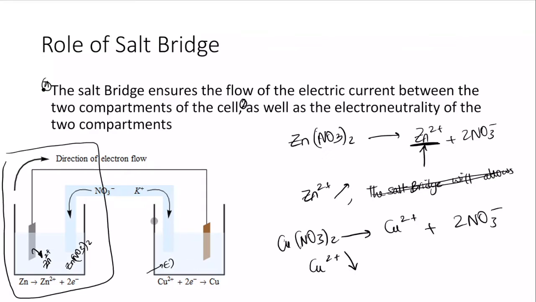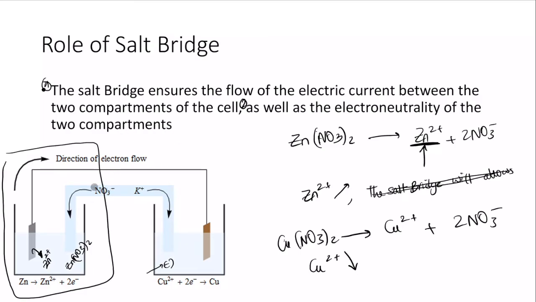So this is the role of the salt bridge. K plus will migrate through the salt bridge to ensure the electron neutrality inside the solution. Okay? Now a positive charge is coming, so the solution will become neutral as it was. That's how the salt bridge ensures the electron neutrality of the two compartments.